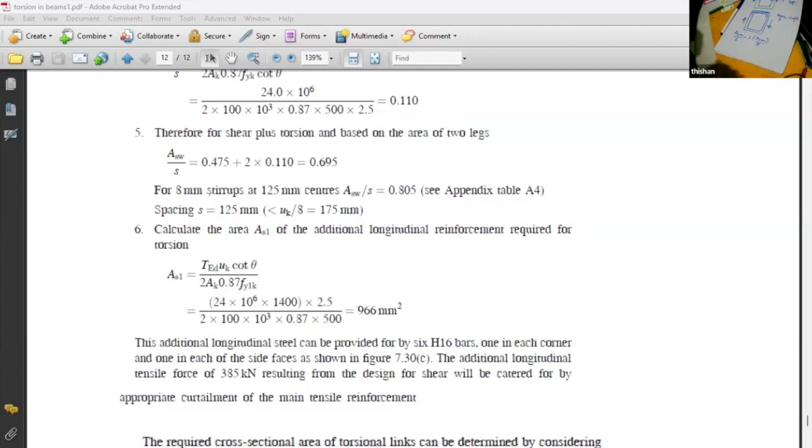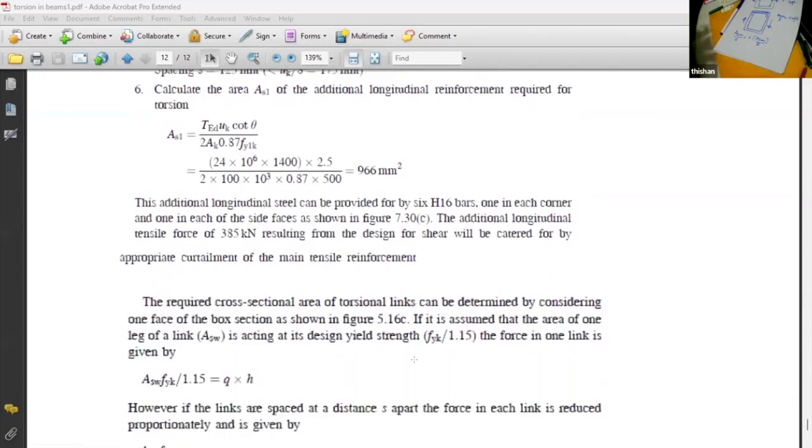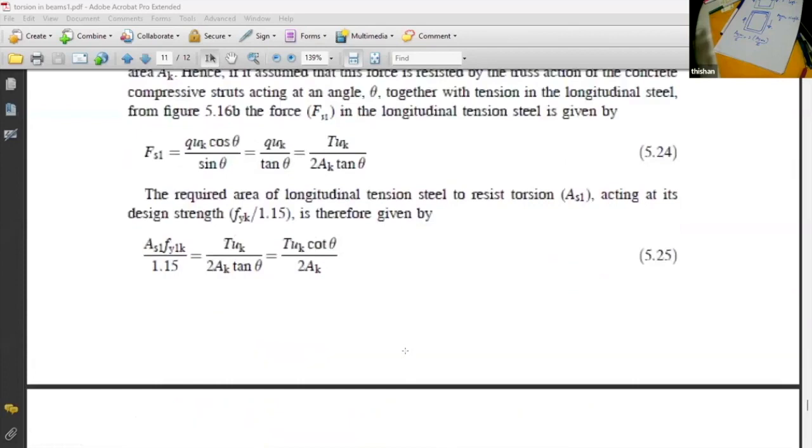Okay. Now we have to find the longitudinal reinforcement, and I have shown you the equation, and it's based on the UK value. So 966. This additional longitudinal steel should be provided for by 6 16 millimeter bars, 1200. One in each corner and one on each side face as shown in 630C. The additional longitudinal tensile force of 385 resulting from the design for shear will be carried by appropriate curtailment of reinforcement, the main tensile resistance. So we just look at this diagram.